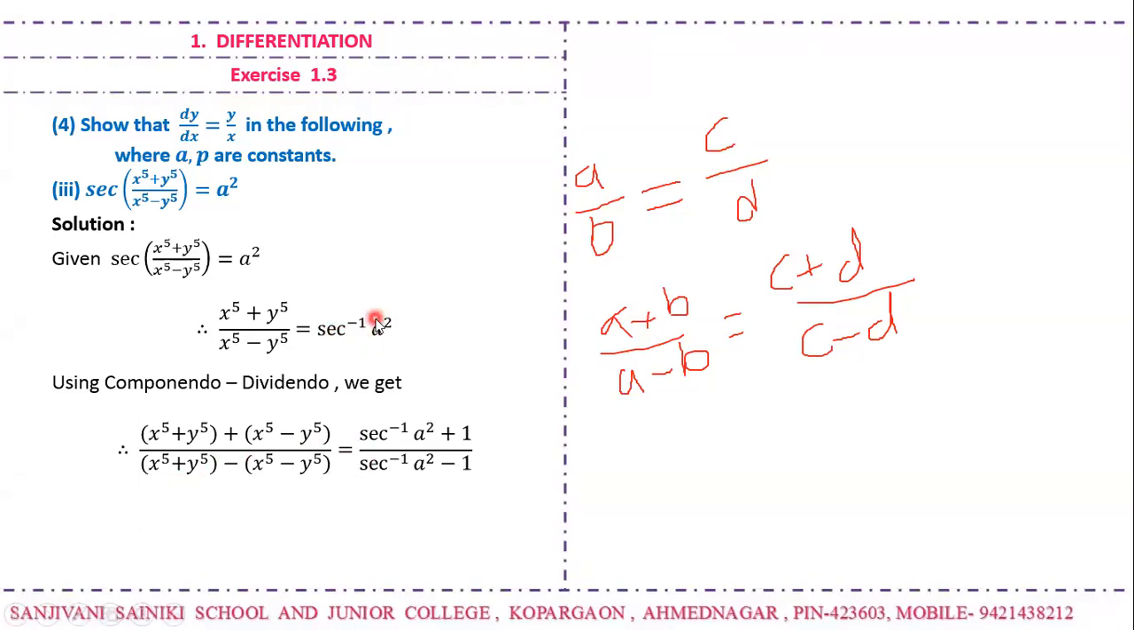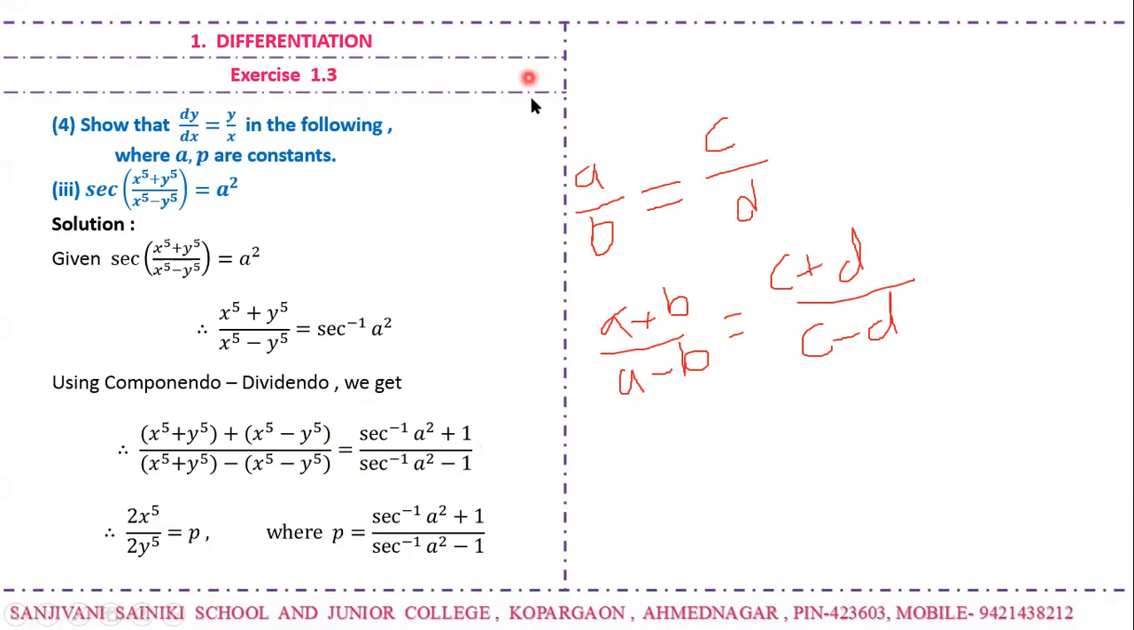Similarly, on the other side, the denominator is 1, so we get sec inverse of a square plus 1 upon sec inverse of a square minus 1. And then simplifying this, y raised to 5 and y raised to 5 will cancel each other, and x raised to 5 and x raised to 5 also cancel each other, and what we get is 2x raised to 5 upon 2y raised to 5 is equal to p, where p is this constant.